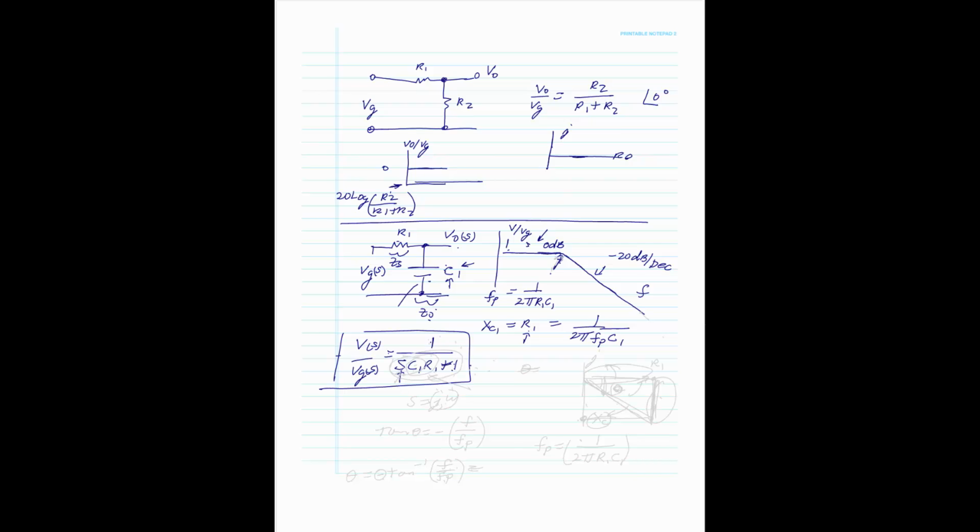And then you could see when the frequency is equal to R1C1, then you have that breakpoint, which is 1 over 2 pi R1C1. Okay? And that pole keeps going down and down and down. Now, what is the phase of this? What is the phase of this?